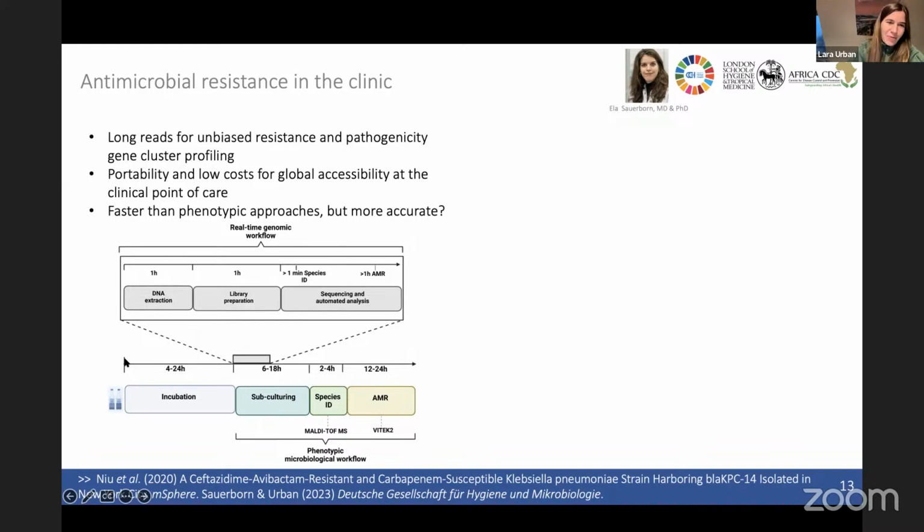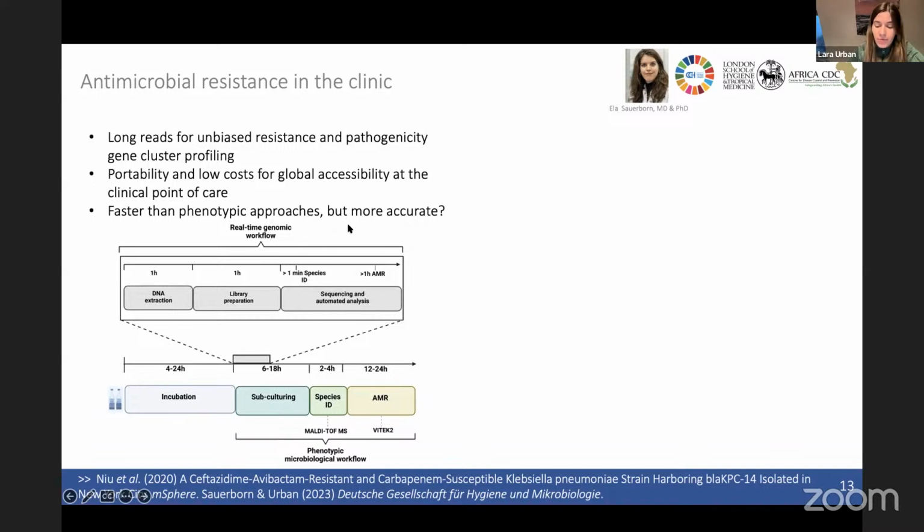And I guess importantly, coming back to the speed again, Ella has illustrated this really nicely here: we can see that the real-time genomic approaches can definitely be faster than the phenotypic approaches, which can take up to several days in certain cases.